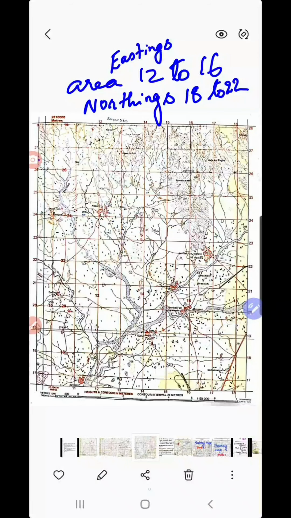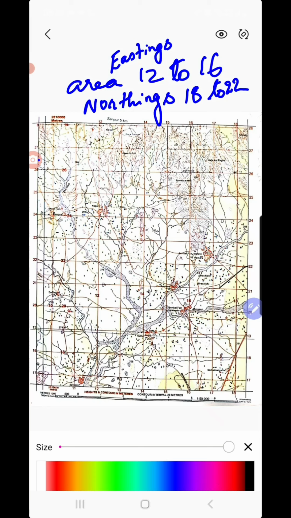Now let us solve a question of area. Already we have done this, but once again, Eastings 12 to 16. Where is Eastings 12 to 16? You know that Eastings are the vertical lines. So 12 to 16, this is the 16. Then next is Northings 18 to 22. All the horizontal lines are northings. So you have to find the area.